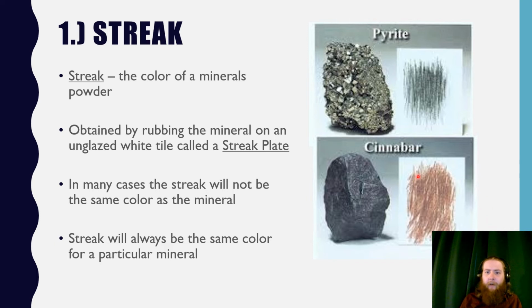So cinnabar here will always have this kind of reddish brown streak. No matter what color cinnabar you have, it will have the same color streak. Same thing with pyrite. It will have this greenish, blackish streak there. You have to be careful when using a streak plate because some minerals are very soft and you'll actually end up just scratching them against the streak plate and it's not actually streaking them. So you want to be gentle and very gently rub that rock across the streak plate.